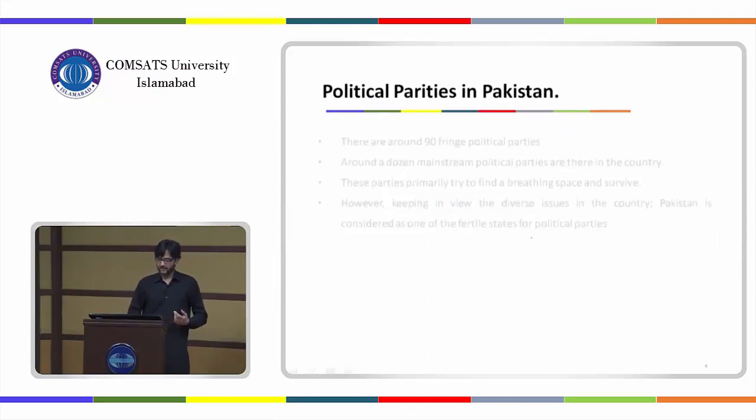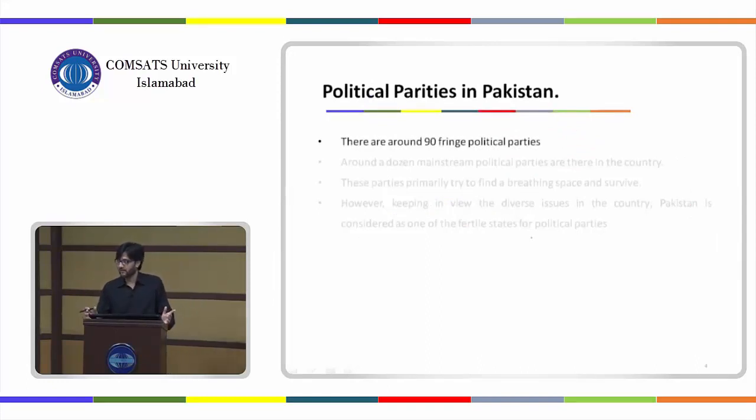Okay, now political parties in Pakistan. Because Pakistan is a democracy, and a democracy cannot be run without the participation of political parties. There are around 90 fringe parties in Pakistan, right? There are some parties which are limited to a few districts, not even the whole province. These kinds of parties we call fringe parties, small parties. But they use their cards wisely to become part of the government in a coalition situation. So these fringe parties are there, right?